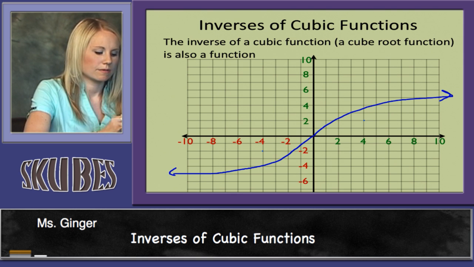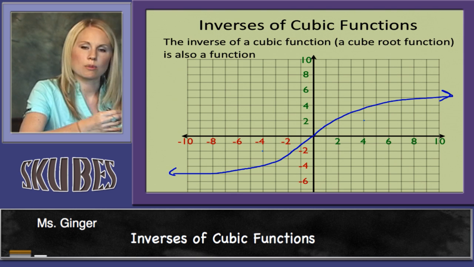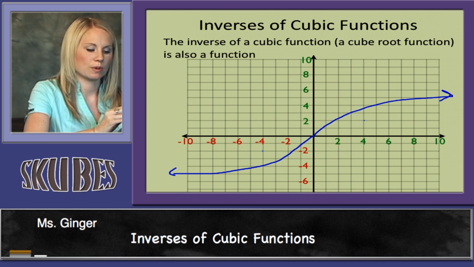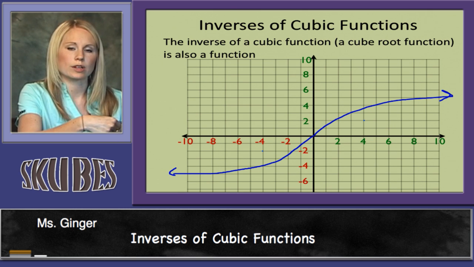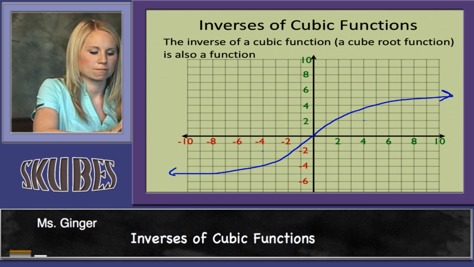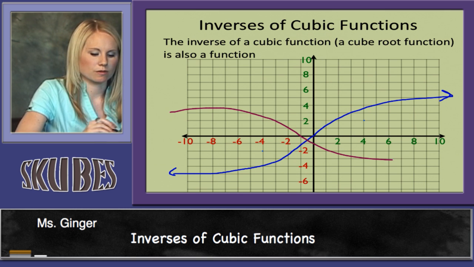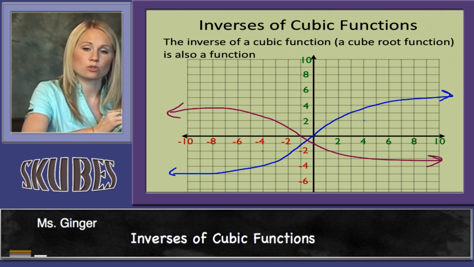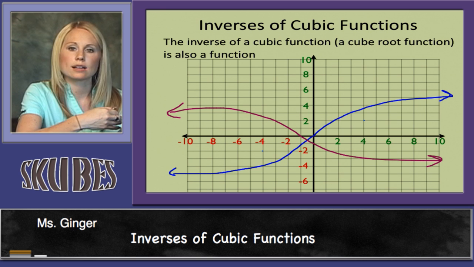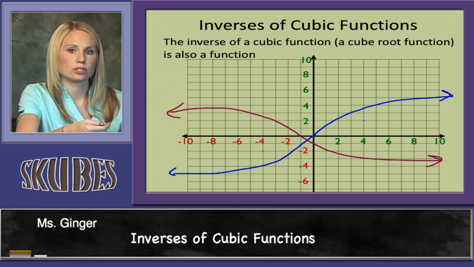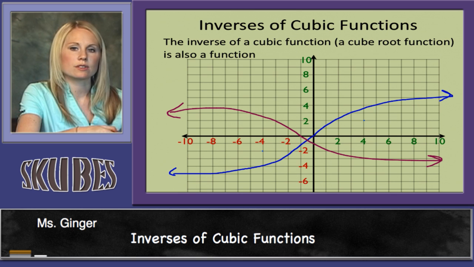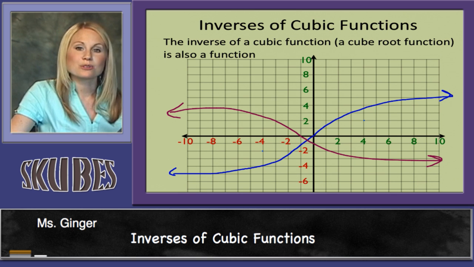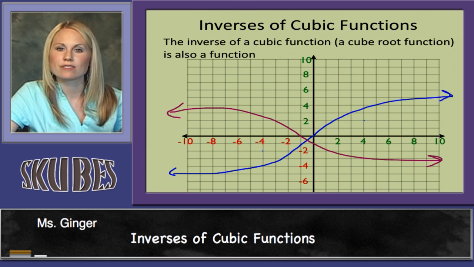But you can see that no matter what type of cubic function you have, even if it were reflected across the x-axis and did sort of the opposite, you can see that you can draw those vertical lines and you will not touch more than one location with each vertical line. So that means that the inverse of this function is also a function. So that concludes our lesson on inverses of cubic functions.